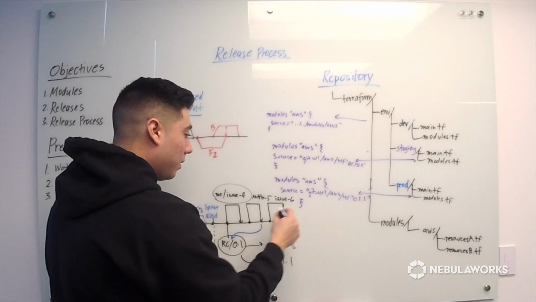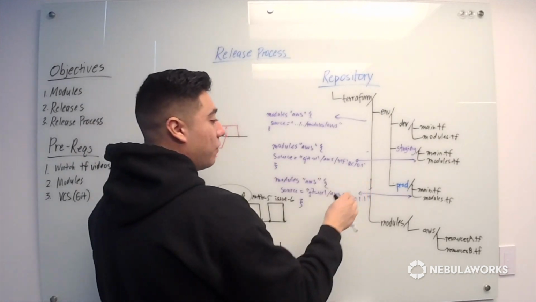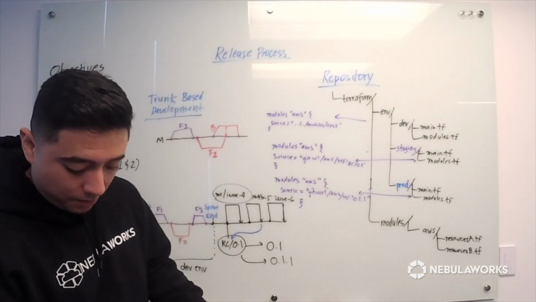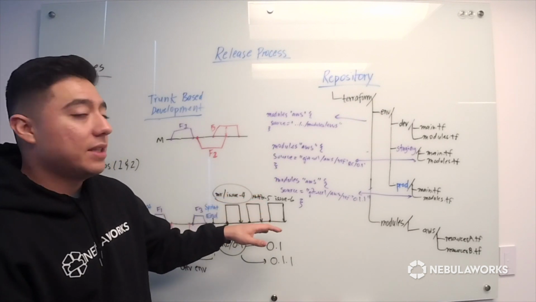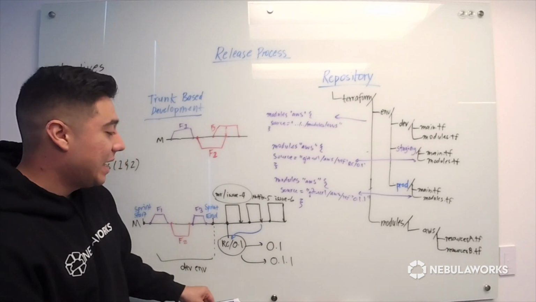So now I can run Terraform plan and apply, and my production environment should be behaving. And now it has the incorporated fix. So that's just a quick example of a hotfix.